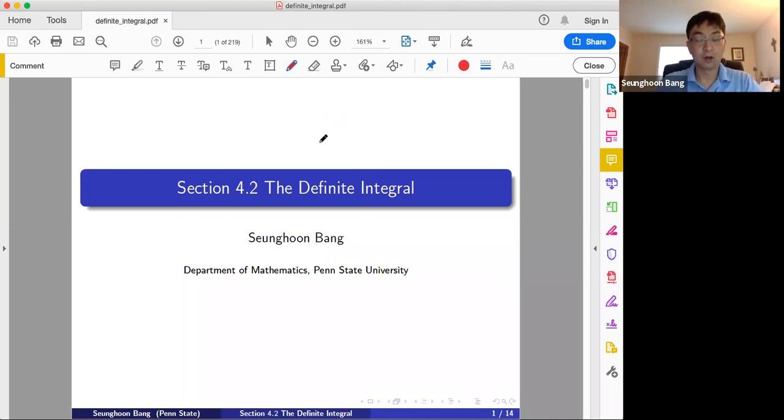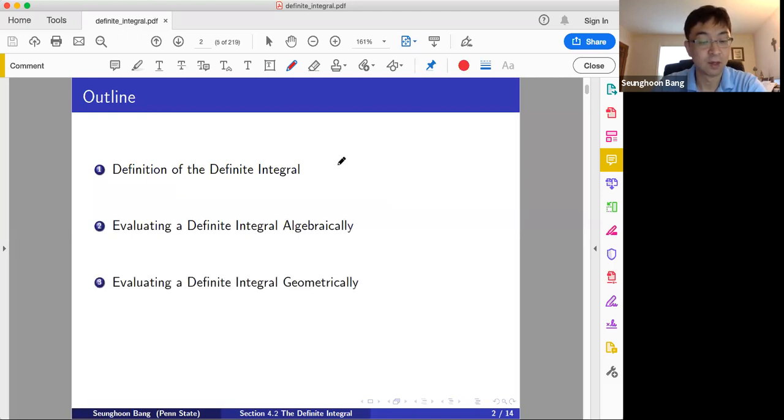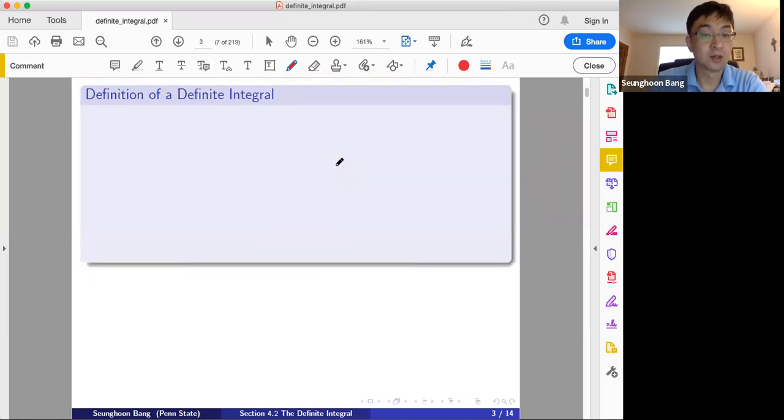Today, I want to talk about section 4.2, the definite integral. Just like the outline: first, the definition of the definite integral. Second, evaluating the definite integral algebraically. Third, evaluating the definite integral geometrically. The last one is the properties of the integral. So first, the definition of a definite integral.